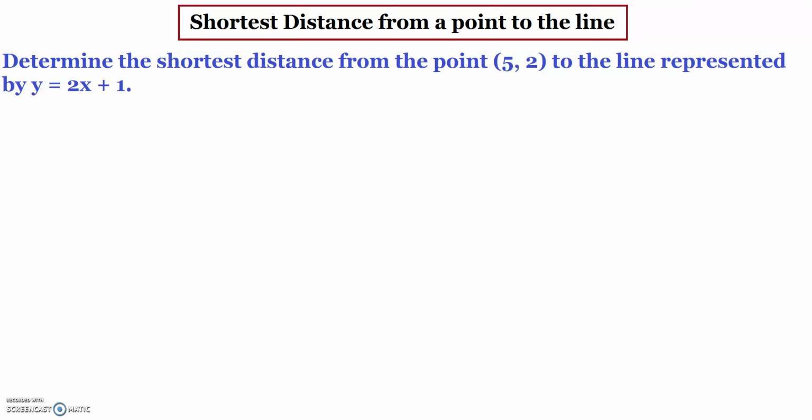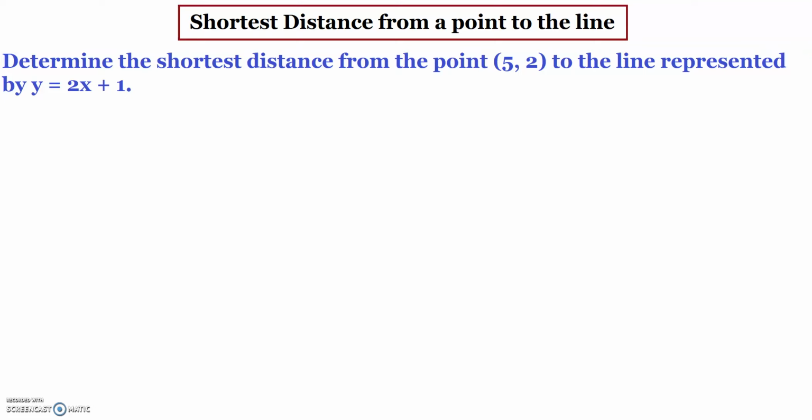Today I'm going to show you how to find the shortest distance from a point to the line. So the question is, determine the shortest distance from the point (5, 2) to the line represented by y equals 2x plus 1. This equation of a line is written in slope and y-intercept form, so we don't have to rearrange. If it's not written in slope and y-intercept form, then you can rearrange into y equals mx plus b.